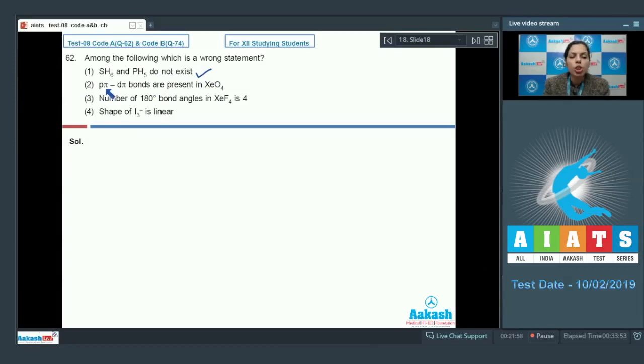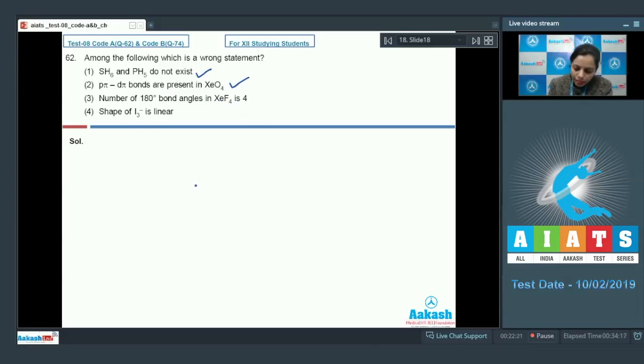Further, now here is option 2. p-pi d-pi bonds are present in XeO4. This is the correct statement because p-pi d-pi bonding is possible in the case of XeO4. Xenon is there with its d orbital and oxygen is there with the p orbital. Further, third statement: the number of 180 degree bond angles in XeF4 is 4.